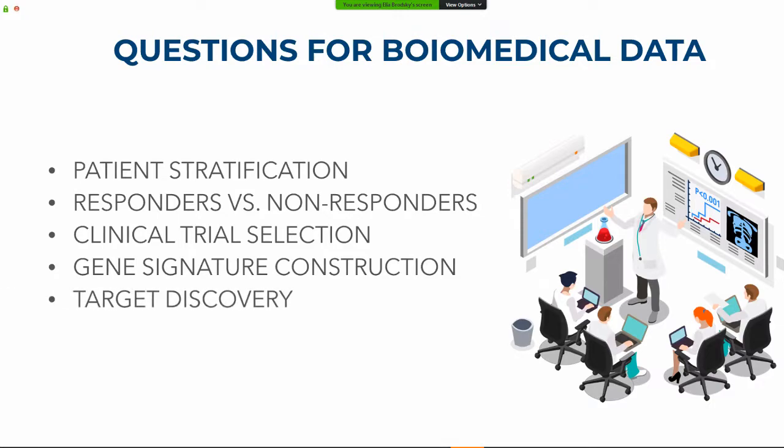We will look at target discovery. When we analyze this molecular level data, how can we understand how different factors interact with each other to identify those critical points where we can intervene? That's called the target. Which gene can we target? Which protein can we target? Can we silence a gene? Can we block a protein interaction? What can be done?